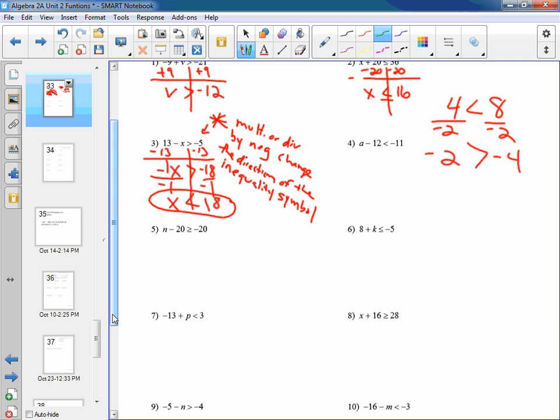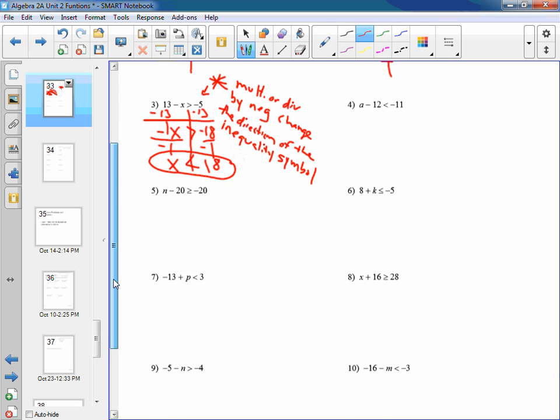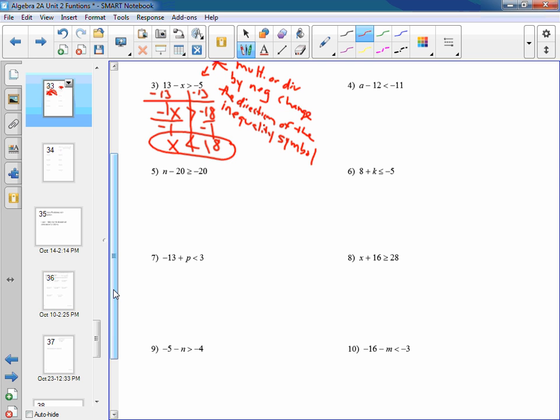All right, so let's look at a few more of these. If you have the worksheet, I'd like you to just do them on your own. Go ahead, do them on your own, and then you can pause the video and check your answers and see how you did. So for number 4, there's not going to be any negatives here. We're just going to add 12, and we'll get a is less than 1. Number 5, we're just going to add 20 to both sides, and that will give us n is greater than or equal to 0. Didn't have to change anything.